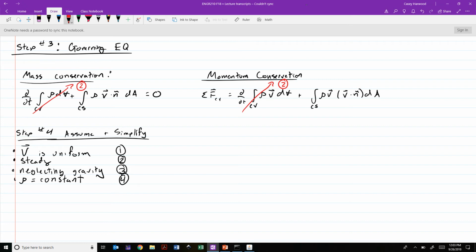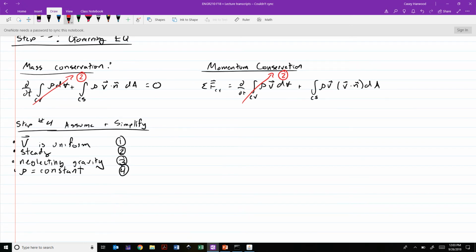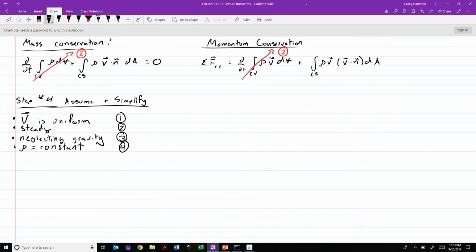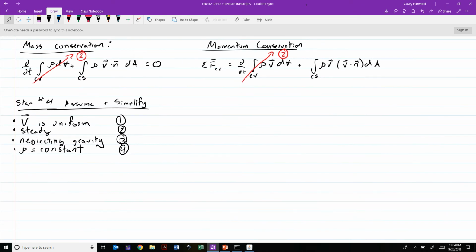The fact that we have a uniform velocity, right? That V is uniform everywhere it's going in or out of the control volume is very important, because that means, according to 1, these terms basically don't change inside of the integral, right? They can come outside of the integral and act as constants.